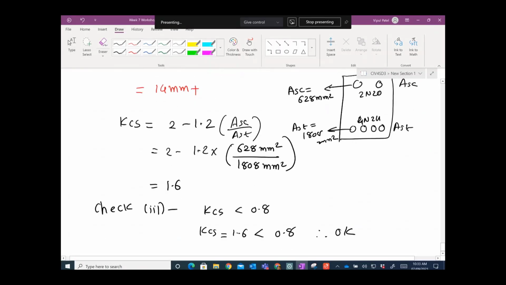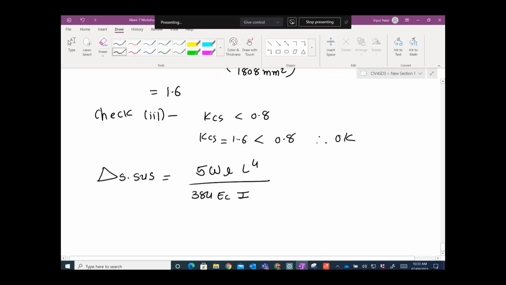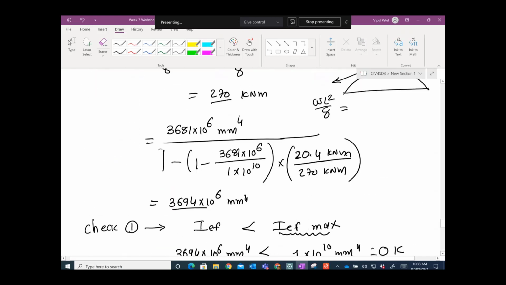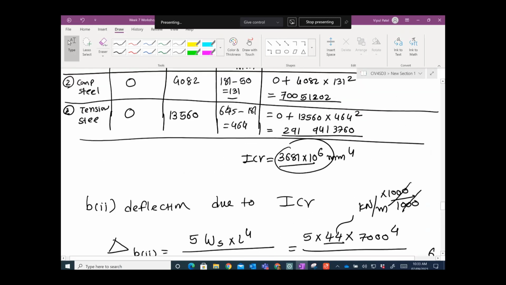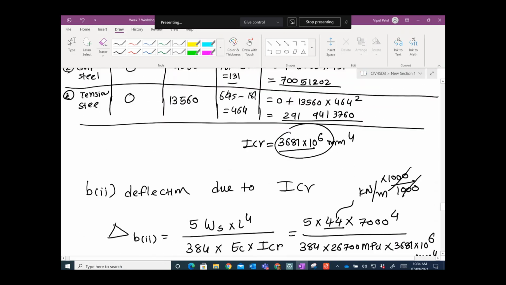So we calculate KCS, and we can calculate this delta sustained, due to the sustained load, which is a long-term load. It is equal to the same equation we used, L to the power 4 over 384 EC, and here we use I effective because I effective is the real one. And here we use the long-term load instead of, do you remember we used 44? We don't use 44 because 44 is the load when the building will open for service on day 1, right? That is the 44. You remember that 44 we calculated?